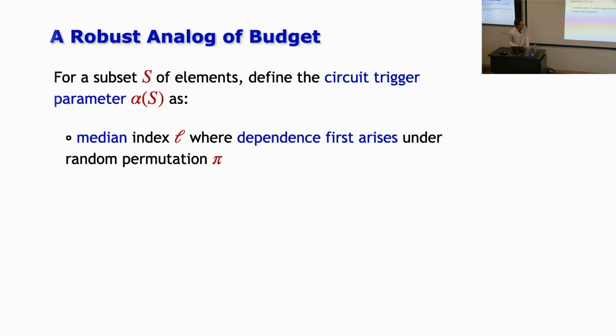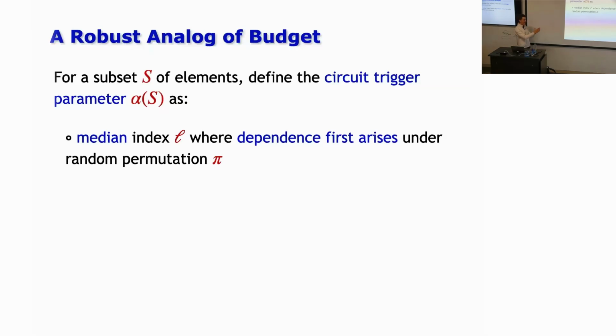And this alpha parameter, again, you have to think about this random permutation experiment. So you sample a random permutation over the elements of your matroid. And now you query every prefix of this random permutation. Right, so you query pi of 1, you query pi of 1 and pi of 2, pi of 1, pi of 2, pi of 3, and so on. This alpha parameter is just the median index L where dependence first arises.